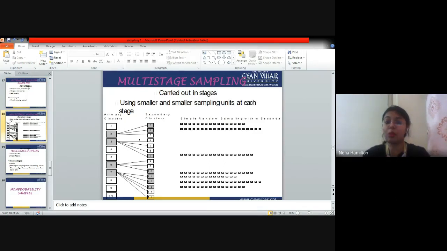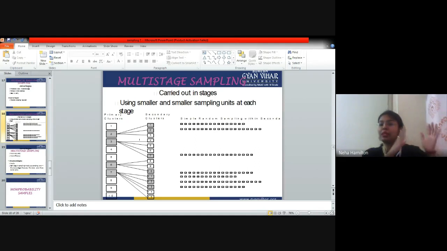Now let's talk about multi-stage sampling. Now when we talk about multi-stage sampling, it is carried out in stages, right? Using smaller and smaller sampling units at each stage. So how do we make smaller and smaller sampling units? See, as we have discussed, the more the number of sample respondents you have, the higher the accuracy of your research results become, right?